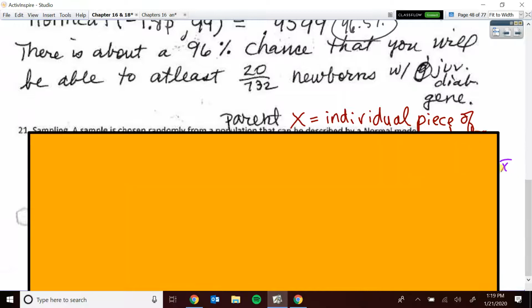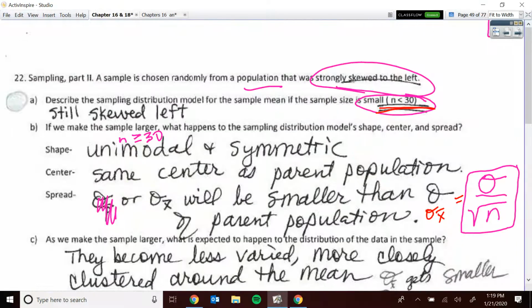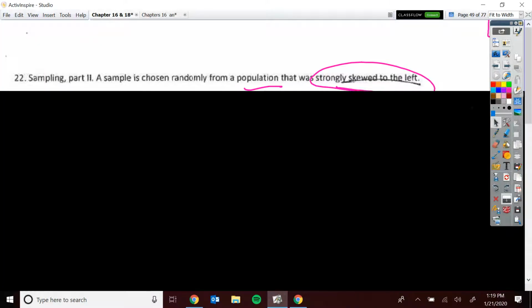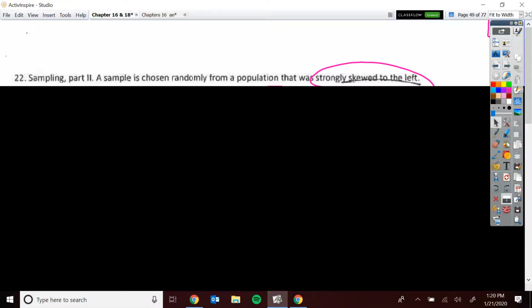All right. So there was that. Now, similar type questions here, but look at what happens. What are we dealing with? A population, so that's our starting point, a population that is skewed to the left. That's your key that you should have noticed: the population is skewed to the left.